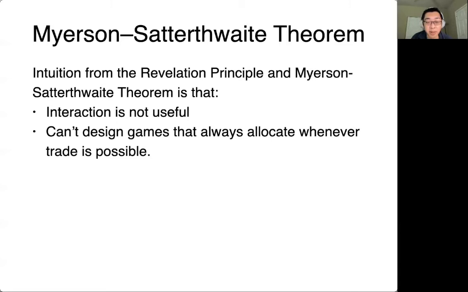So in this bilateral trade setting, from the revelation principle, we can say that interaction is not useful, and we might as well just use a direct mechanism. And from the Myerson-Satterthwaite theorem, we know that we can't design mechanisms that always allocate whenever the trade is possible. So we can't always get the efficient solution in this game.